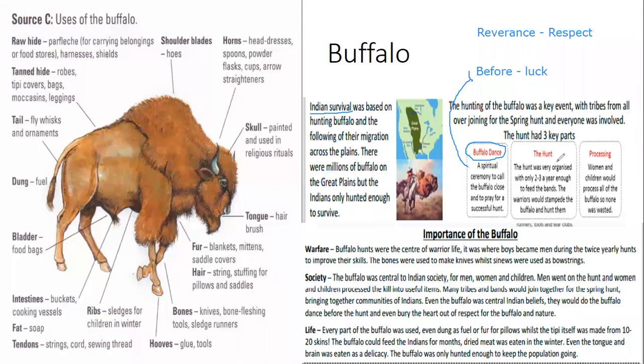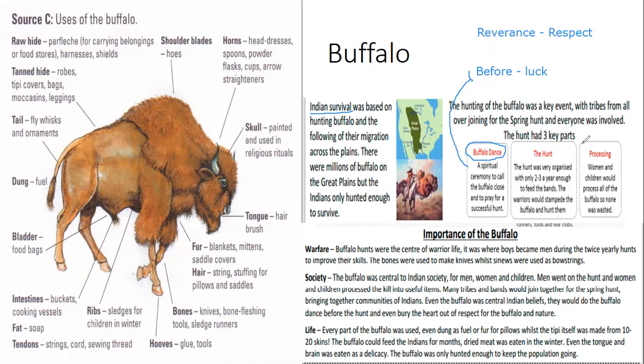Secondly, the actual hunt. The hunt was organised. You only need 2 to 3 a year to feed your bands. The warriors would stampede the buffalo, but before that, they would scout the buffalo. They'd circle the buffalo to make sure they didn't lose them. It was about making sure that no lives were lost and enough buffalo were killed for the band to survive for that set time.